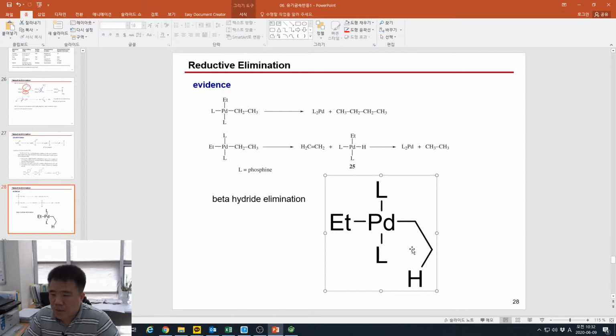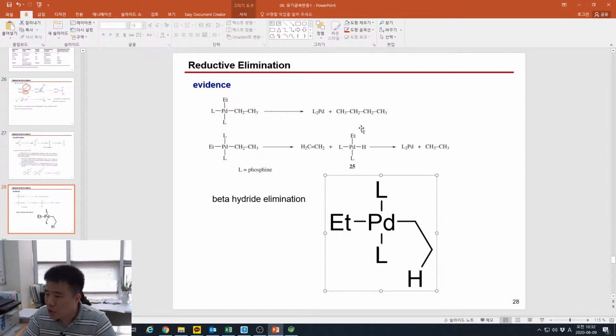This complex is reductive elimination. But if you think about reductive elimination, the palladium already used 4 coordination. So the one empty coordination should be the top. So this is my hand is palladium, ligand 1, ligand 2, ethyl. So ethyl, I write this, and this is proton. So in this case, this proton should be going top to generate reductive elimination.